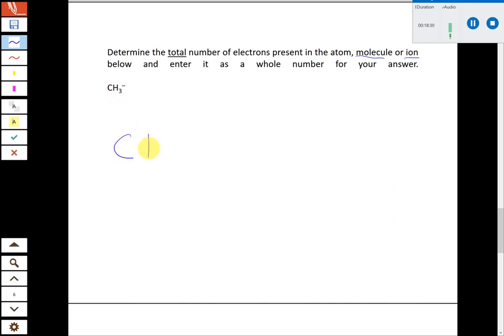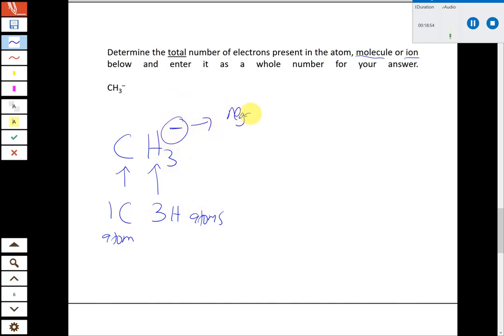So if we have CH3 with a minus, let's sort of dissect this a little bit. So this means we have one atom C, which is carbon. The 3 next to H means that we're going to have 3 hydrogen atoms. So 1 carbon atom, 3 hydrogen atoms because of the 3 here. And then this means that we have a total negative charge on the whole thing. All right? So when we're adding up the number of electrons in this ion here, what we need to be able to do is figure out how many electrons carbon has, how many electrons hydrogen has, in this case 3 hydrogens, and then add 1 for the negative charge.